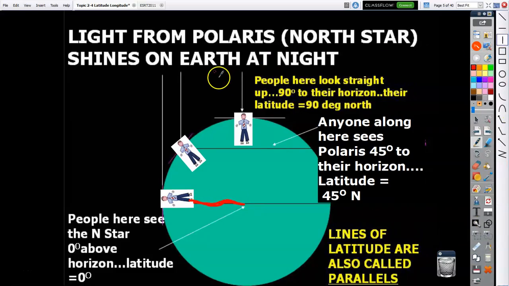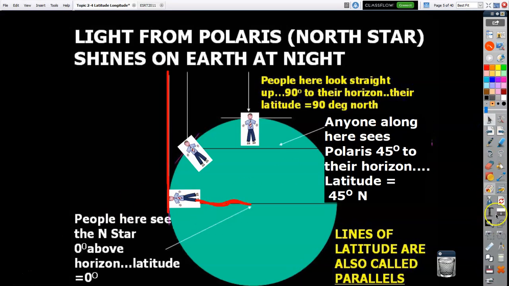So in this case, the light from Polaris is coming down here, it's also the horizon line, which is straight ahead. So if you were standing at the equator, you would look straight ahead of you where the land meets the sky, and that's where Polaris is. And it says that over here, people standing here see the North Star right at the horizon, 0 degrees, and therefore their latitude is 0 degrees.